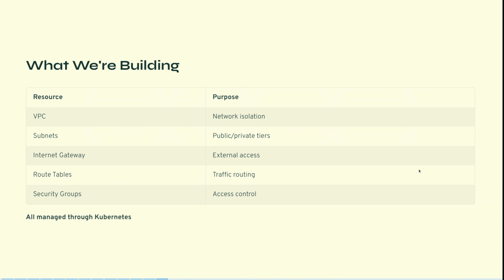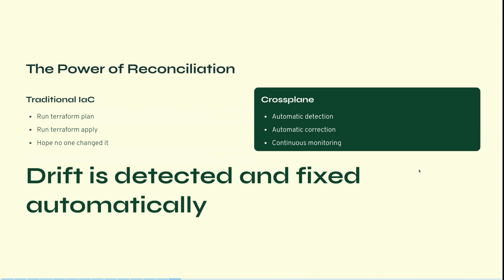What are we going to build in this demo? We have VPCs that we're going to create, subnets, internet gateway, route tables, and security groups. All will be managed through Kubernetes. We'll see the power of reconciliation in action. So drift is detected and fixed automatically. You don't have to do anything.